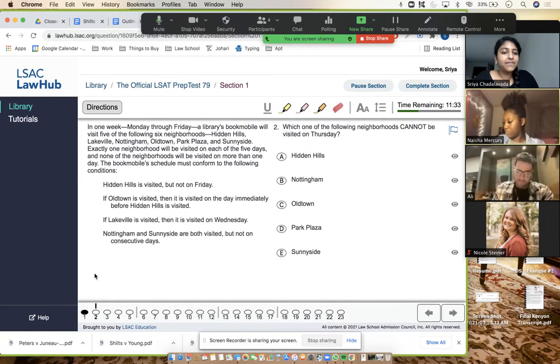So which one of the following neighborhoods cannot be visited on Thursday? What can we cross out? This took me a long time at first, but then when I found it, I said, "Oh my God, am I kidding?" What can you cross out before even starting to work on this, based off of our combination for the first question?